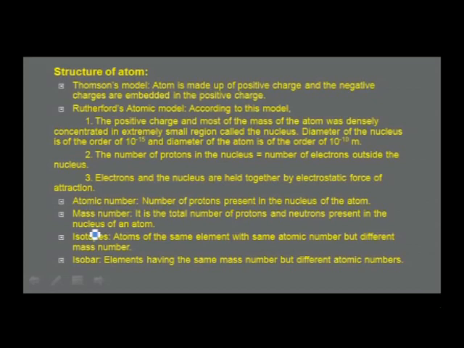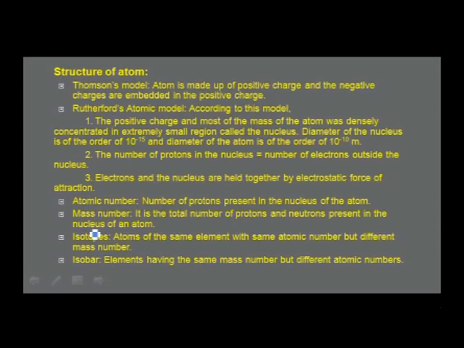The number of protons in the nucleus is equal to number of electrons outside the nucleus. Electrons and the nucleus are held together by electrostatic forces of attraction. When Rutherford proposed his model, the neutrons were not yet discovered, and Rutherford's model was not stable. It was proved wrong, and thereby the further atomic models were put forward.